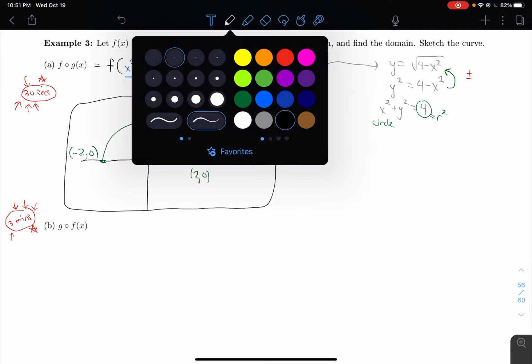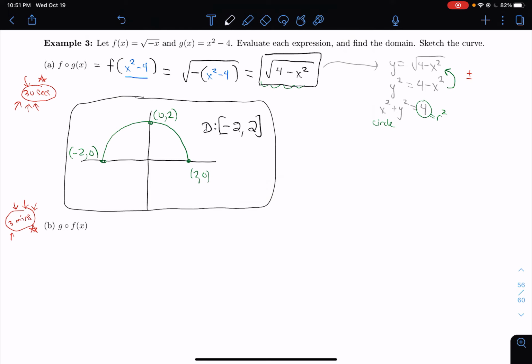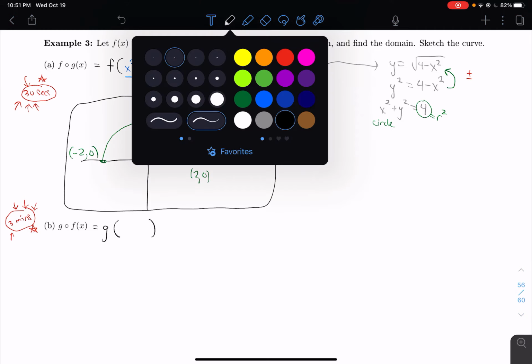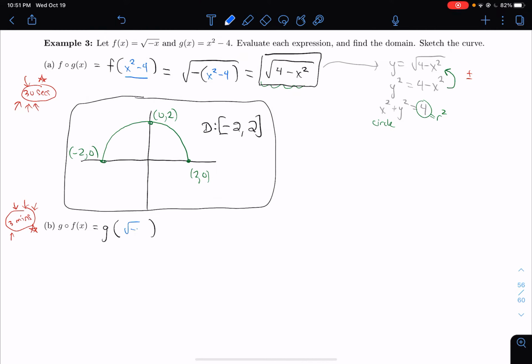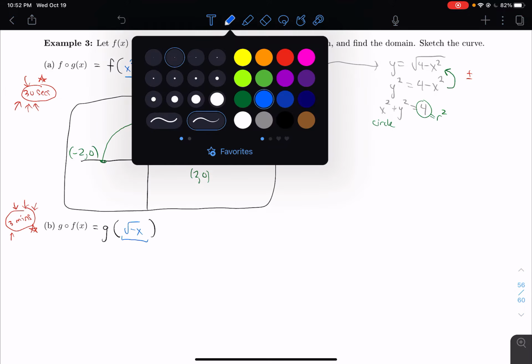All right, so hopefully you did that. Hopefully you paused it and tried it. Let's talk about it. So now I have g of f of x, and f of x is the square root of negative x. So I got to take this thing in parentheses, all of this, and plug it into g, where the x is.